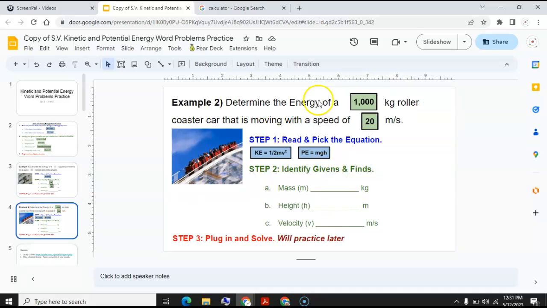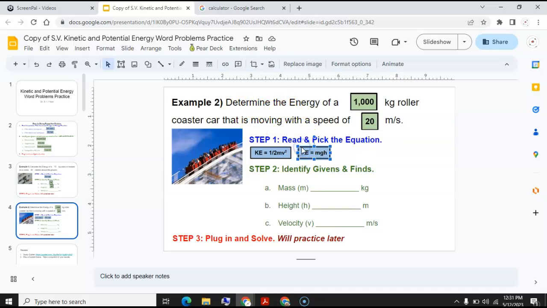In our second example, we're asked to determine the energy of a 1,000 kilogram roller coaster that is moving with a speed of 20 meters per second. Once again, I have to figure out, is this kinetic or potential? How do I know that? Is it moving or is it not moving? Well, clearly the roller coaster is moving. It even says it in the problem. So if it's moving, that's kinetic.